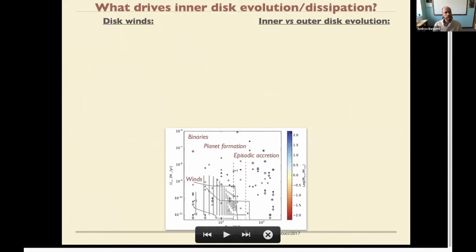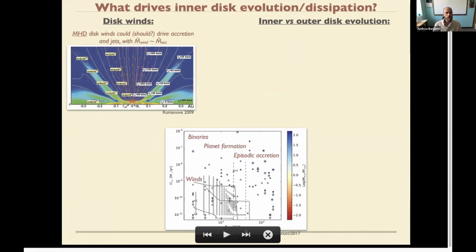So next, disk winds come in two flavors. The MHD disk winds are expected to drive accretion jets and have mass loss rates that are possibly as high as the accretion rates measured on the star. MHD winds are extremely complex, as you see in this example from Romanova, but they could be a sort of key that is connecting multiple aspects of inner disk structure and evolution.